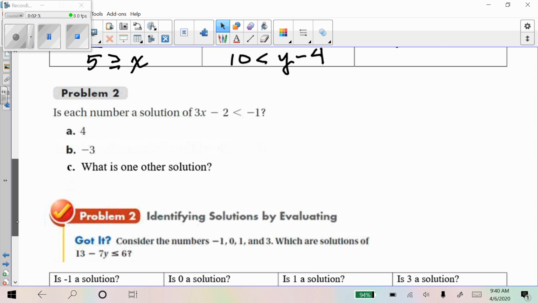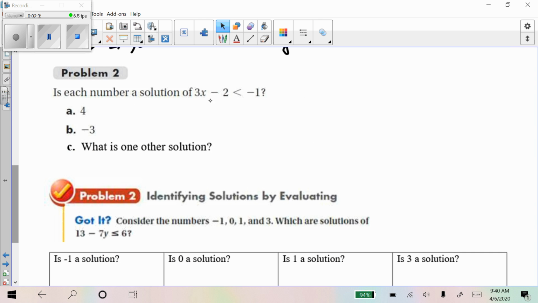Okay, now problem 2. Is each number a solution of this? So it's basically just going to be a true or a false. So if I put 4 here in where the x is, is it true or is it false? So I'm going to do 3 times 4 minus 2 and just see if that's less than -1. Well, 3 times 4 is 12, minus 2 is 10. What we need to figure out is is 10 less than -1? Definitely not true. So we're going to say no for A.